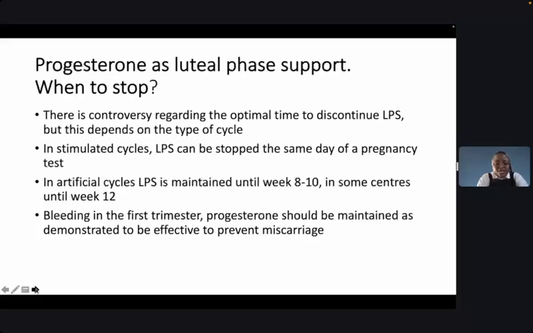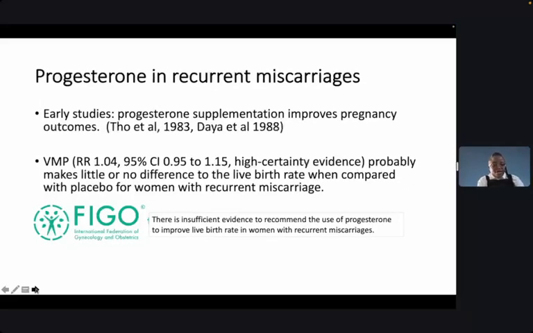Some say that in artificial cycles, because the luteal phase is really deficient, you can continue this patient on progesterone up until 8 to 10 weeks of pregnancy. Some of these authors also continue the progesterone for up to 12 weeks of gestation. Because some of these patients might bleed during pregnancy, it's best to continue with the progesterone in the first trimester, as some studies have shown that in the bleeding patient, progesterone does have an effect in preventing miscarriages. We're going to look at some other cases that we are normally faced with in our patients.